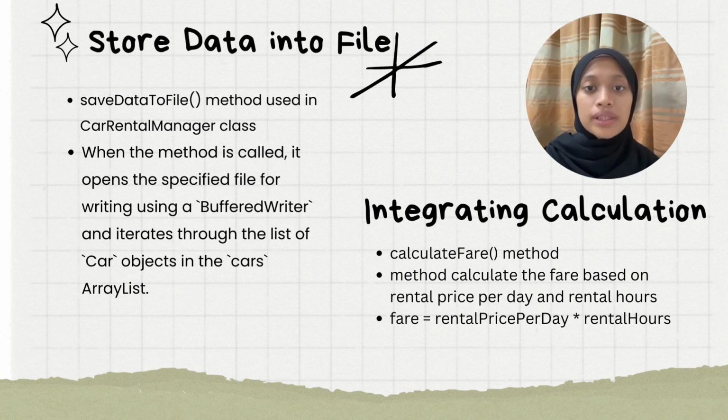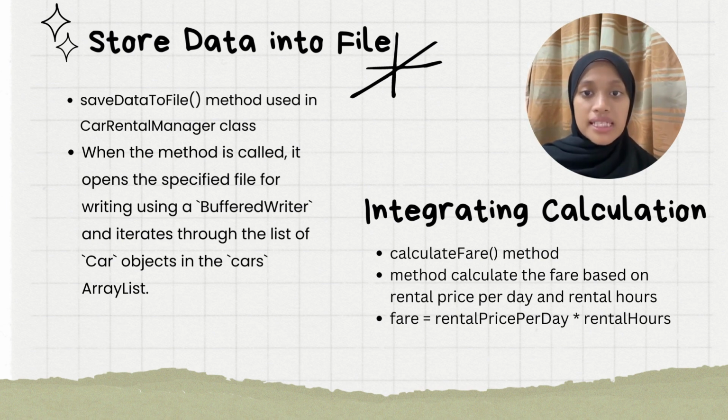Today, I will explain how data is read from a file and saved back to it using the read data from file and save data to file methods. The save data to file method is responsible for saving the car data from the car array list into a specific file. When called, it opens the file for writing using a buffered writer, which provides efficient writing operations to the file. To open the file for writing, the method uses a file writer to create or overwrite the file with the specific file name.